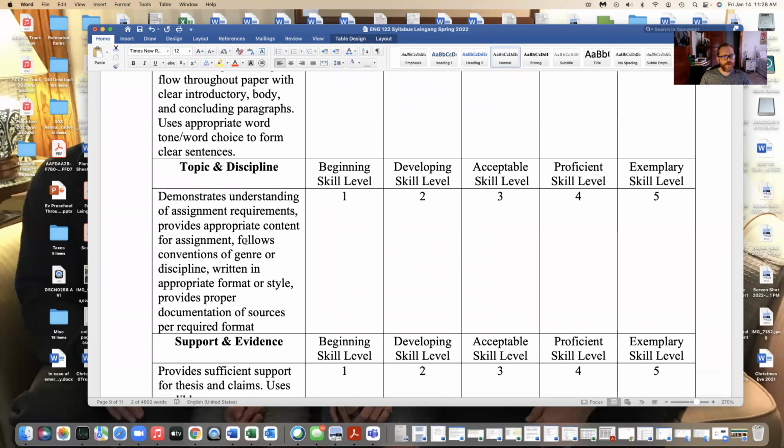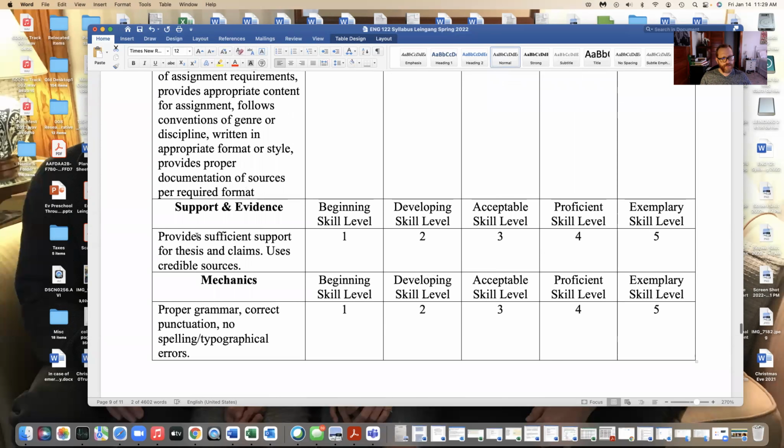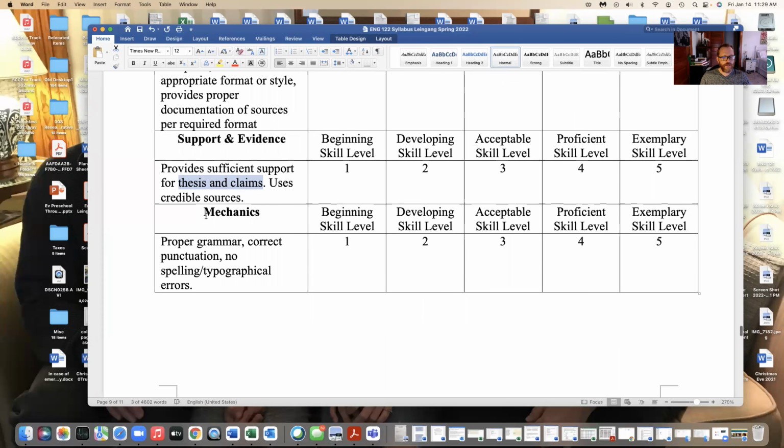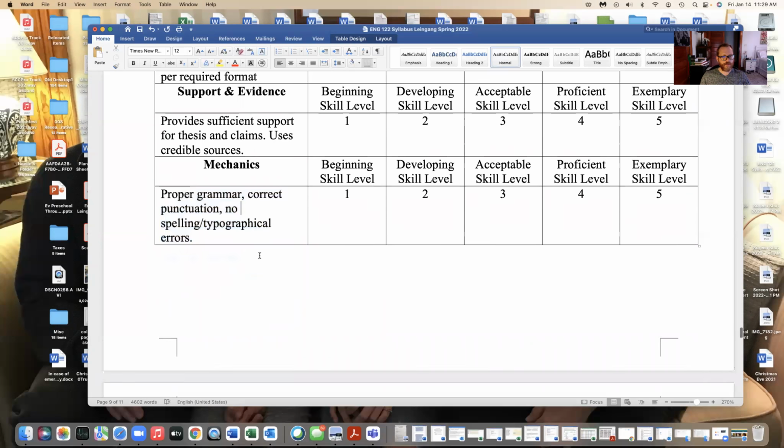Topic and discipline. Are you writing the appropriate style for this assignment? Are you using the proper formatting for the discipline? I've said MLA, make sure you do that. Support and evidence. Are you supporting your thesis and claim? Are you using credible sources, things like that? Or are you just assuming we understand these things? And then finally, mechanics. This is the last thing that you should really worry about. As long as I can understand what you're saying, this is generally not a problem.